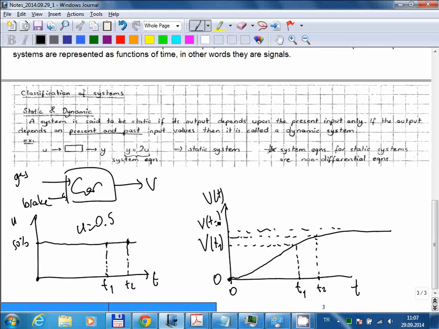In other words, the output does not only depend on the input value at this instant, but it also depends on the previously applied input values. If the pedal was not depressed at this value during all this time, the car wouldn't be at that speed. Does that make sense? So this means this is a dynamic system.